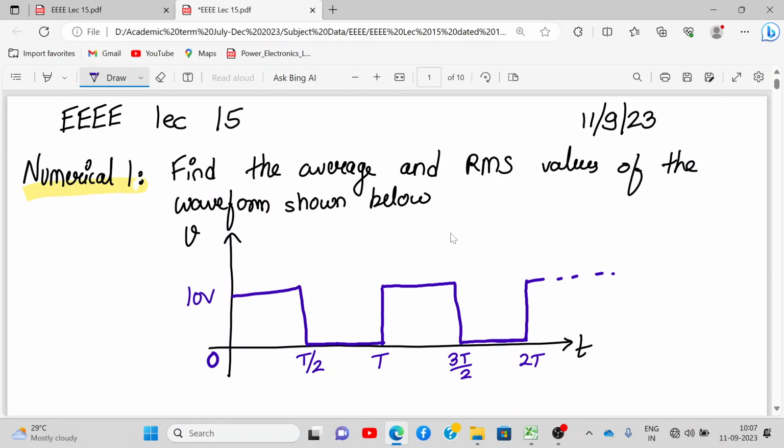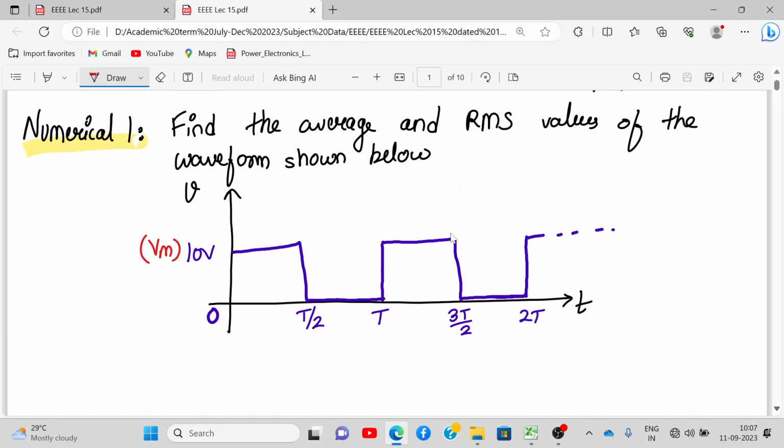is 10 volt. What do we call maximum amplitude as? Vm. So basically Vm is 10 volt. Please note down the diagram first. Now tell me, what is the period of this signal? Yes, capital T is my period. So this is my period of the signal, which is capital T.